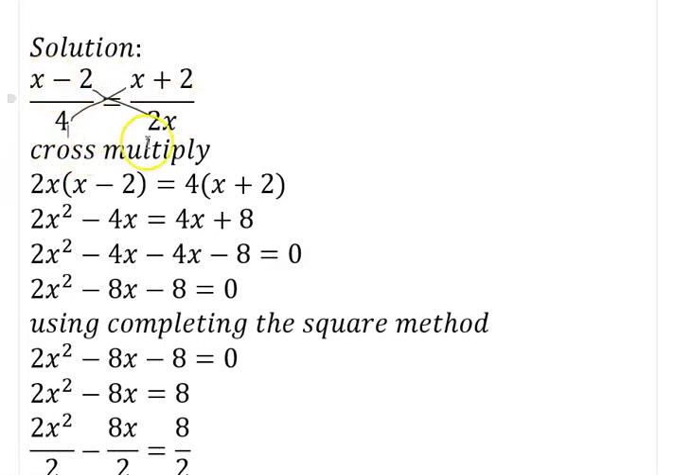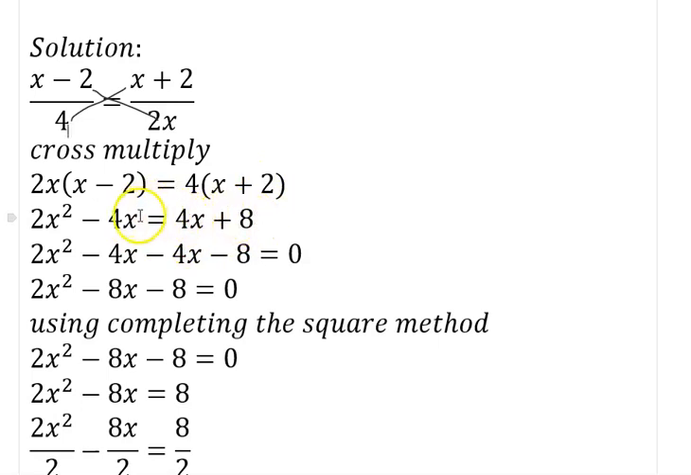So we have our 2x multiplied by x minus 2 that we have here. We have our 4 multiplied by x plus 2. When you open the bracket, 2x times x will give you 2x squared. 2x times minus 2 will give you minus 4x equals 4 times x will give you 4x. 4 times 2 will give you what? 8. Awesome.